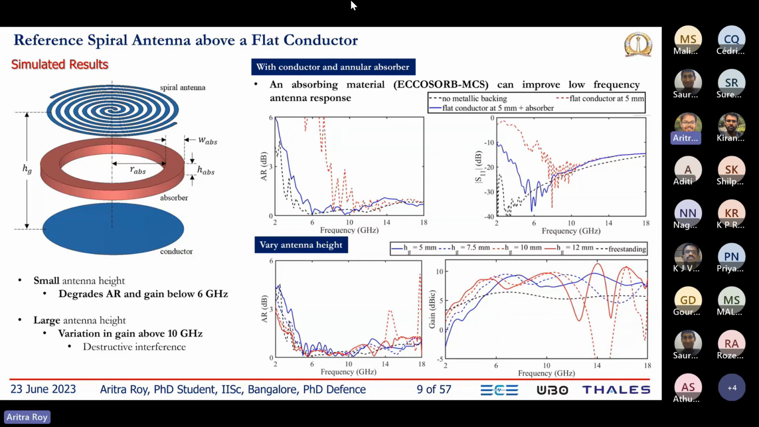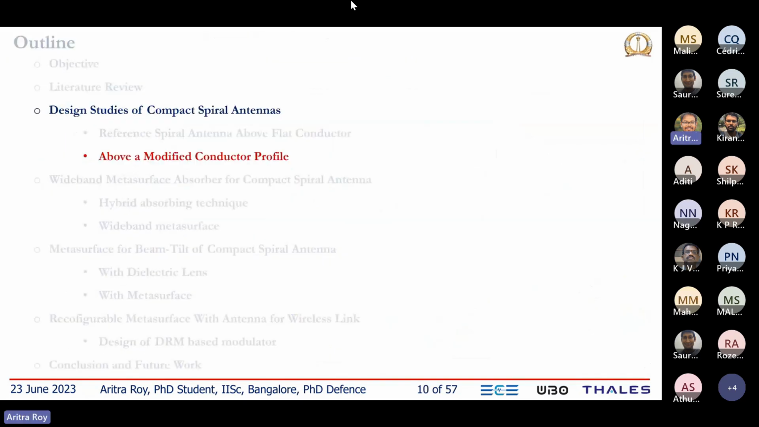But if we keep increasing the antenna height, we can see a lot of ripples in the frequency response between 6 to 18 gigahertz. These ripples are due to the destructive interference between the antenna field and the ground reflected field. So with that idea, what we understood is that if we keep the antenna close to a ground plane, we have a good frequency response at high frequency, whereas if we keep it away from the ground plane, we get a good response in the low frequency.